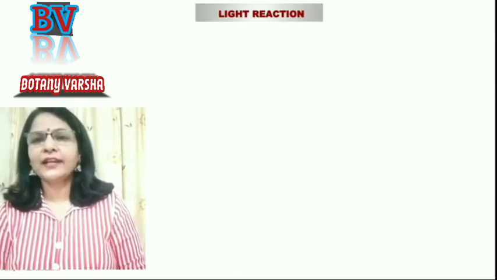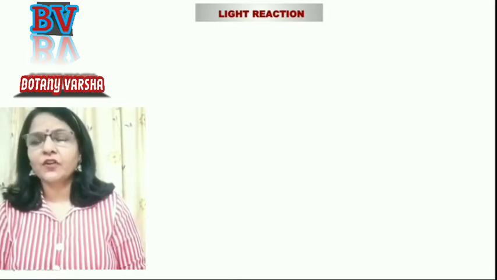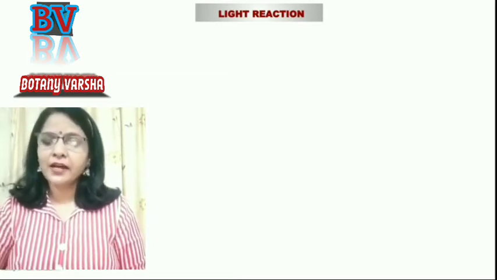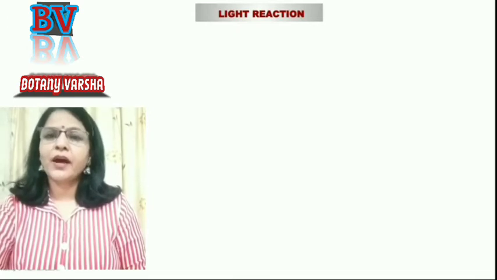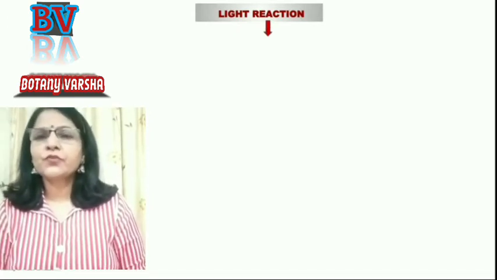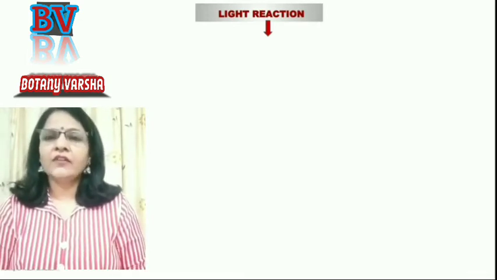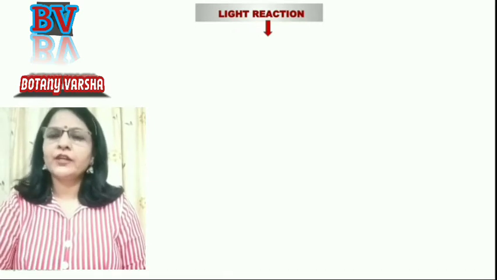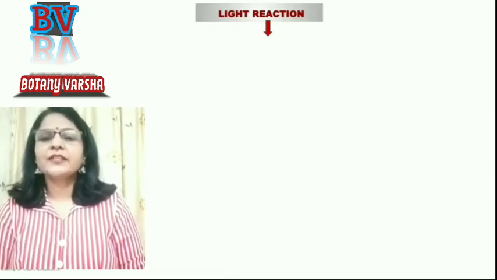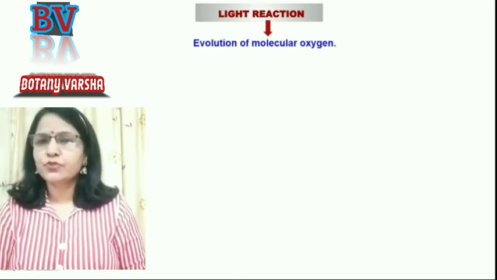It is well established that in photosynthetic light reaction, two pigment systems are involved. These two pigment systems are pigment system 1 and pigment system 2. And the first photochemical reaction of light reaction is evolution of molecular oxygen. This is mainly concerned with the pigment system 2.